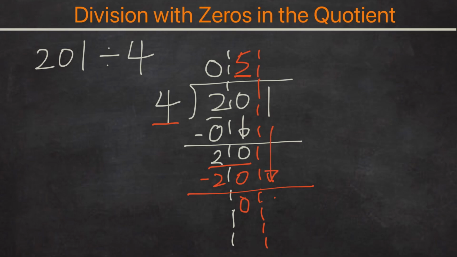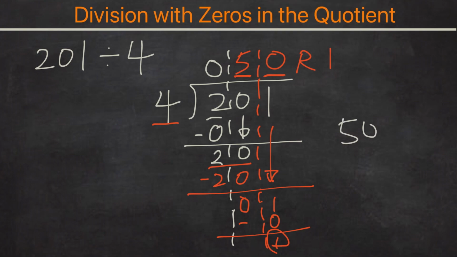Now we bring down the 1. And we need to answer this spot here. 1 divided by 4. Since 1 will be too small for that, we would put 0 here. So 4 times 0 is 0. And 1 minus 0 is 1. So we will be left with a remainder of 1. And the answer is 50 with a remainder of 1.